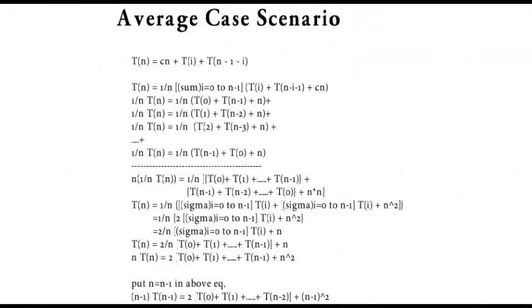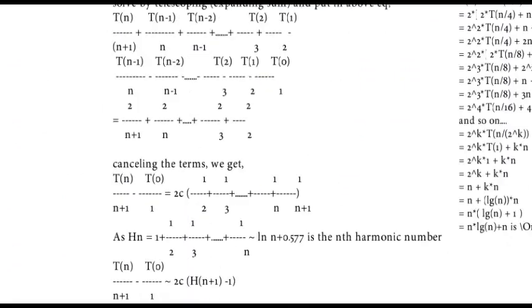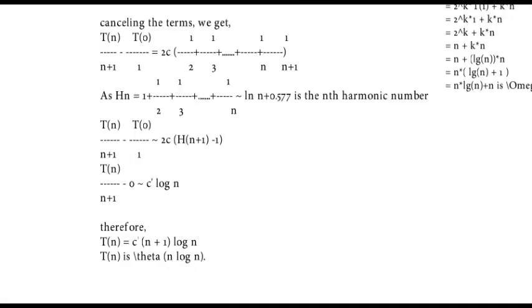In the average case, the pivot is selected as a random element, and the random element can be any element other than the last and the first element, and it may fit anywhere in the array. So mostly this randomized quicksort gives us the average time complexity n log n.